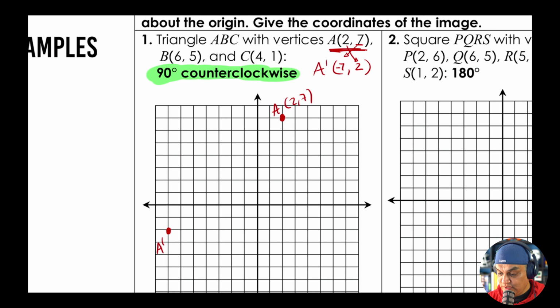Okay, and then we would do that for each point to get our new triangle. We're going to stop here for now. We will continue on Tuesday.